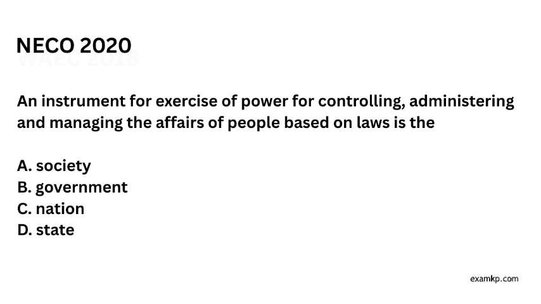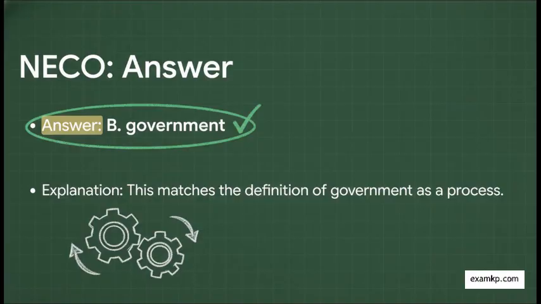And one more for good measure. This one's from NECO. The question asks for the instrument used for exercising power and managing affairs. So, what's the tool? What's the machinery that gets that job done? And the correct answer is B, government. This takes us right back to our very first definition. Government is the machinery, the instrument, the process for running the state. It's the tool used to control and administer. See how it all connects?